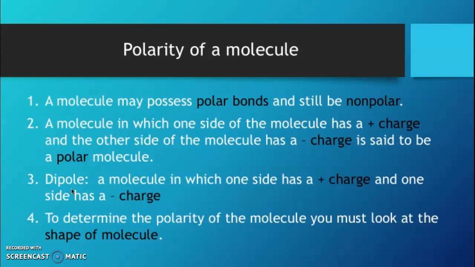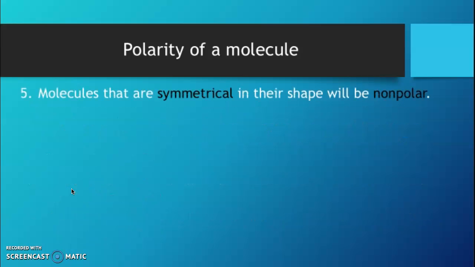So we're going to deal with the main 5 shapes. Those shapes are linear, tetrahedral, trigonal planar, pyramidal, and bent. Okay, so those are the 5 we're mainly dealing with. When we're talking about polarity, any molecule that has a shape that is symmetrical will be nonpolar. Any molecule that has a shape that is asymmetrical will be polar. So symmetrical equals nonpolar, asymmetrical equals polar.